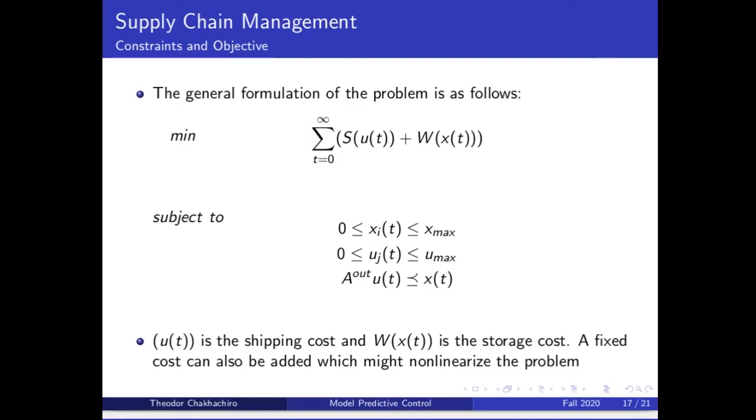And we want to minimize this objective function, which is the summation from t equals 0 to infinity of s(u(t)) plus w(x(t)), where s is our shipping cost and w is our storage cost. We are also imposing constraints on x_i(t) and u_j(t) to be limited to x max and u max. And the third condition is that A_out times u(t) is less than or equal to x(t). So this means that the amount of water flowing out of a tank should not be greater than the amount of water in the tank in the previous step.